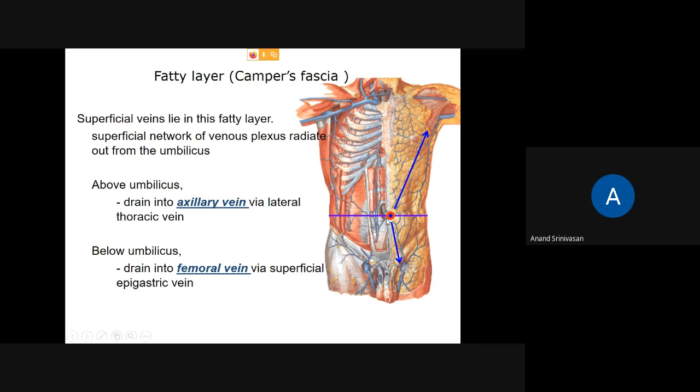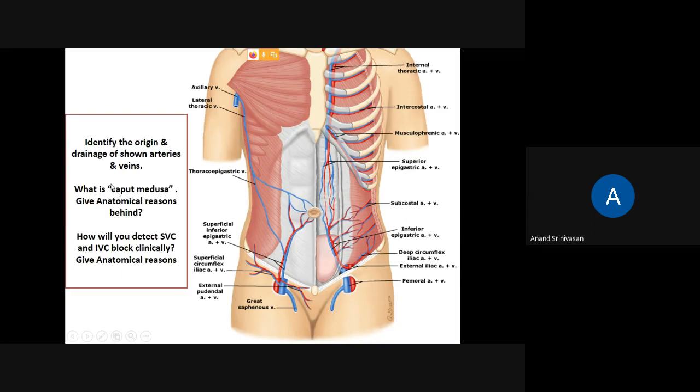Caput medusa is especially observed in cases of cirrhosis of the liver. You can see dilated superficial veins all around the umbilicus. The veins are tortuous, so they look like the head of the Medusa, and that's why this sign is called caput medusa, in which the superficial veins are enlarged.